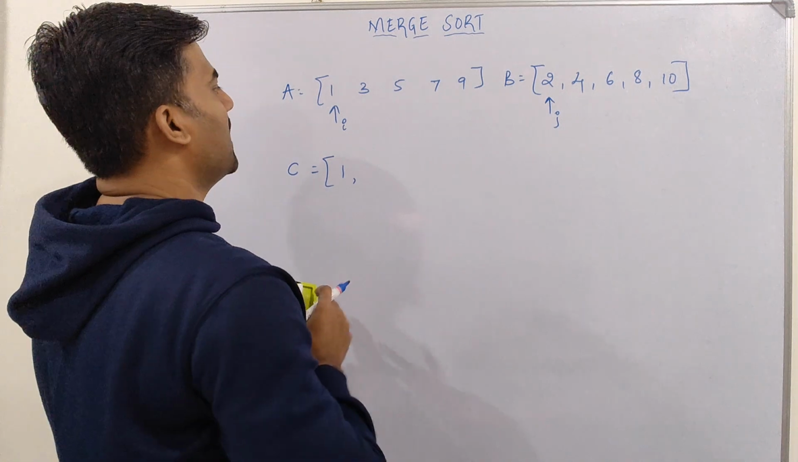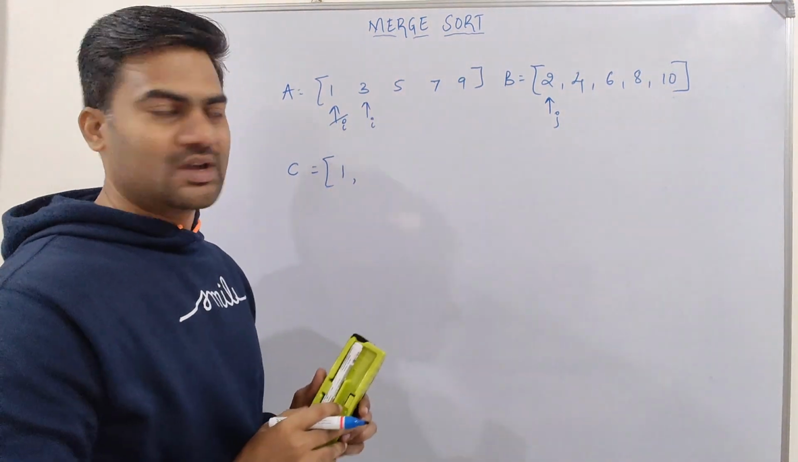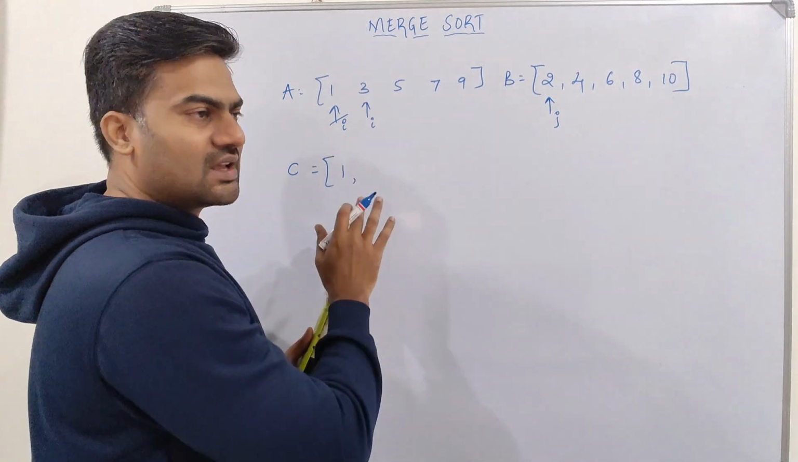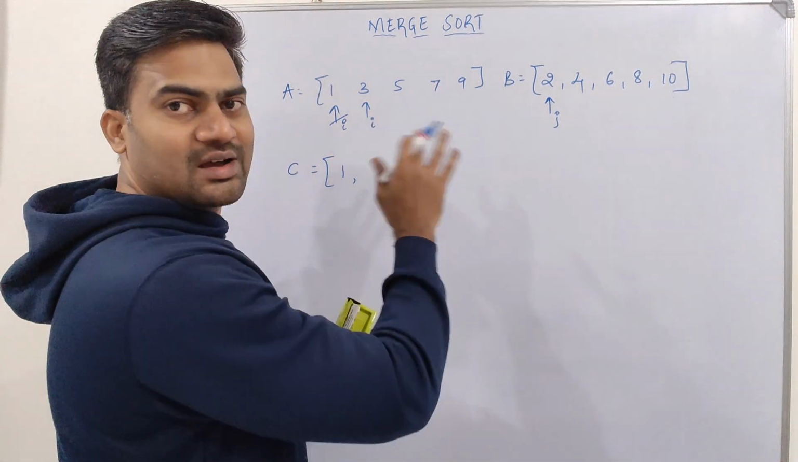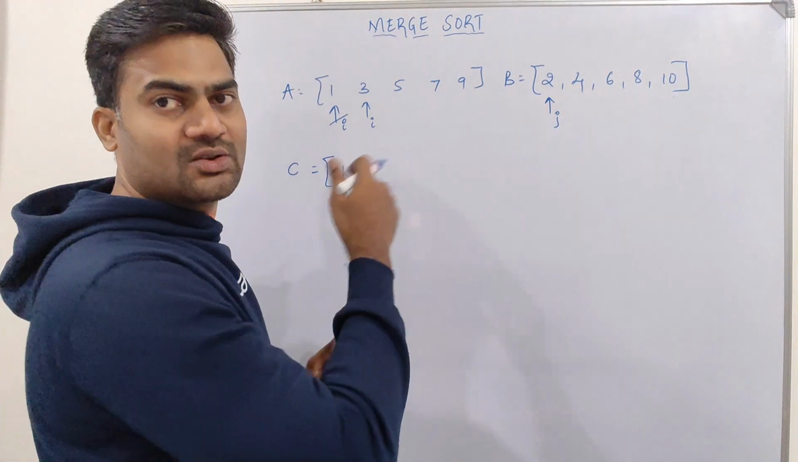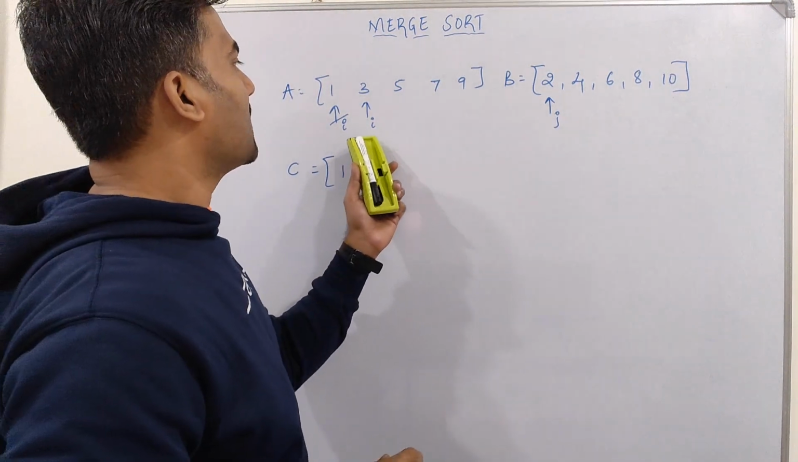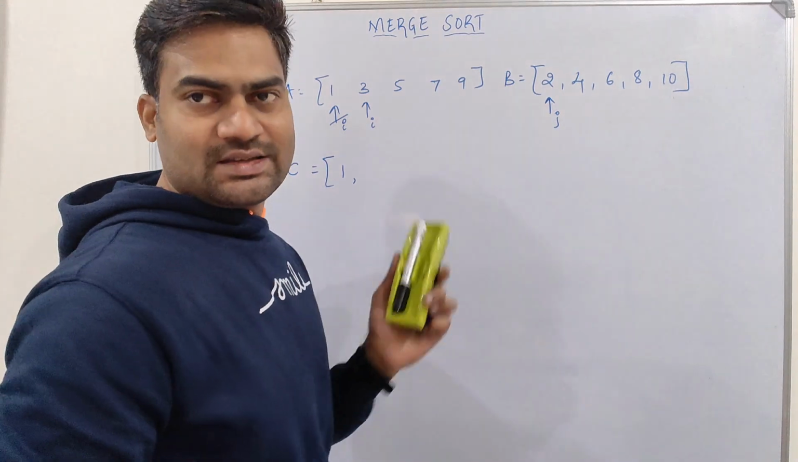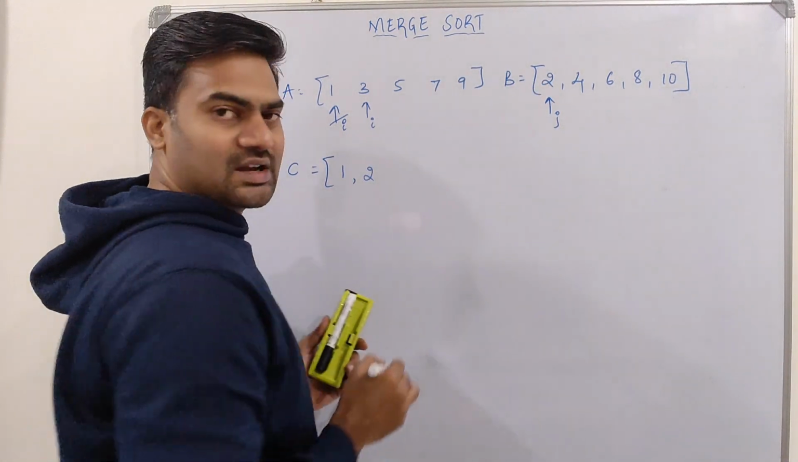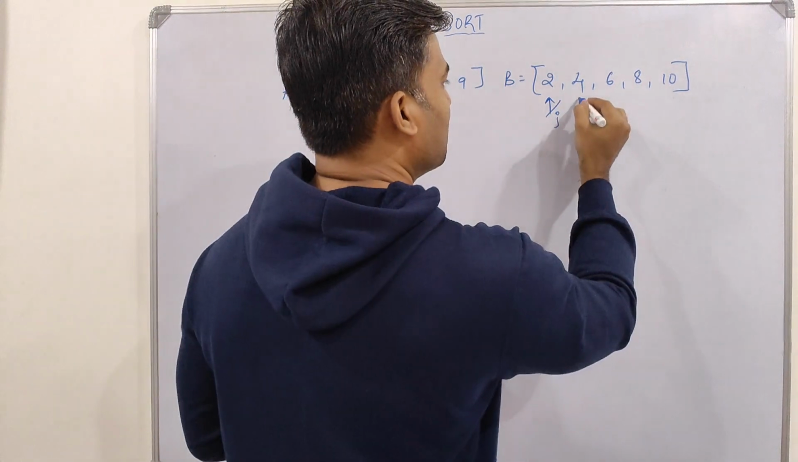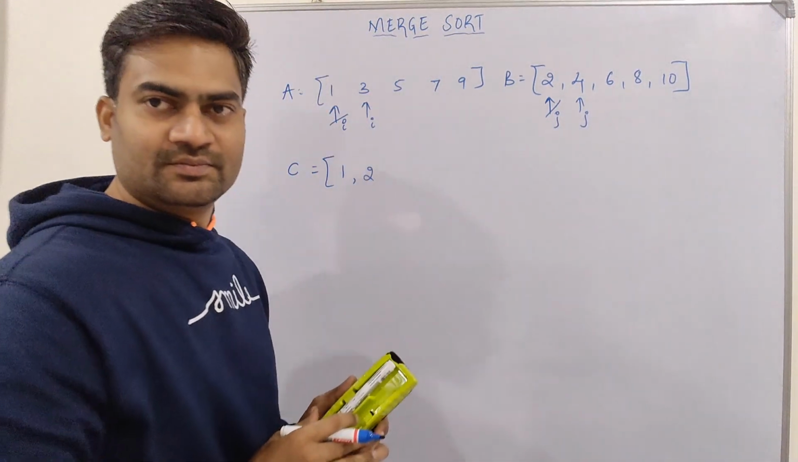Then I will increment this pointer, because I cannot leave this pointer here only. If I leave it, in the next comparison I will again compare with the same number. So I need to increase this particular pointer. Now I will compare these two elements. Which one is smaller? This is smaller, so I'll take that element and again I will increase my j pointer.